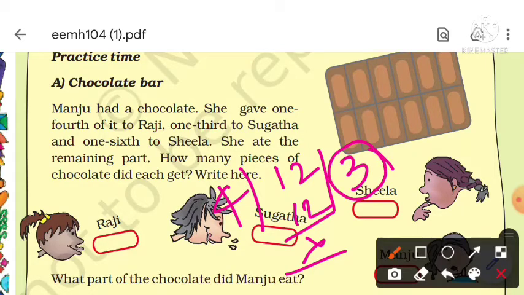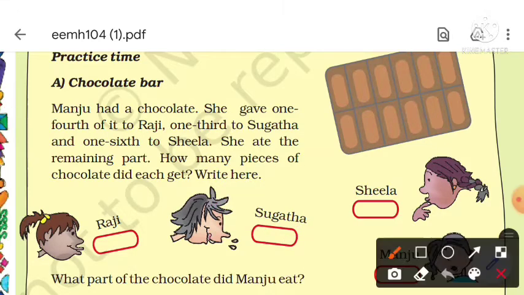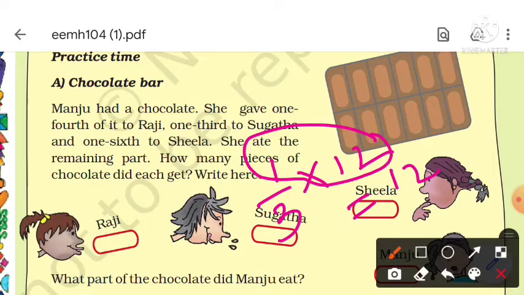Next is Sugata. The question says Sugata got 1/3 of it. So 1/3 of it means 1/3 multiplied with 12. So it will be 12 by 3. If we divide 12 by 3, we will get 4. That means Sugata got 1/3 of it, that means 4 bits.